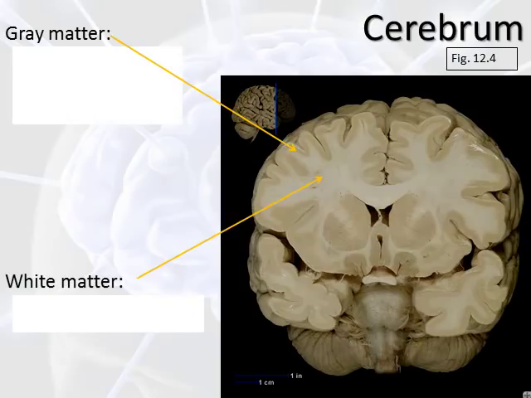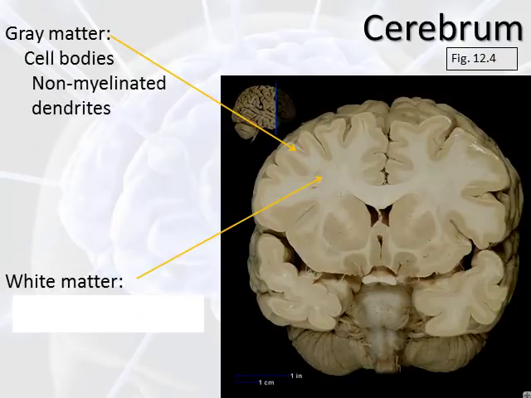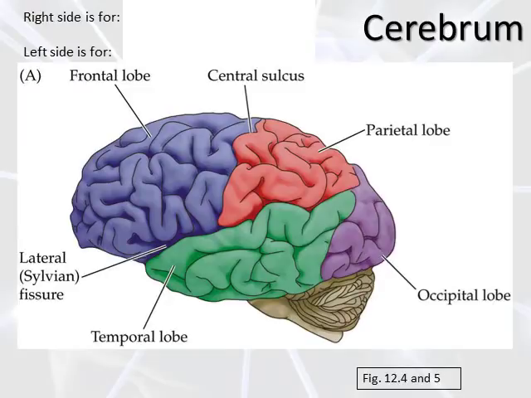Okay, and so within the cerebrum we have gray matter and white matter, and the gray matter is made up of the cell bodies of the neurons. These have a grayish appearance, and this is because it's dendrites, and the dendrites are non-myelinated, so they don't have that white appearance. The white matter is actually the axons of the neurons, and they're myelinated, and that's a lipid-like substance, as you know, and that's what gives it its white appearance.